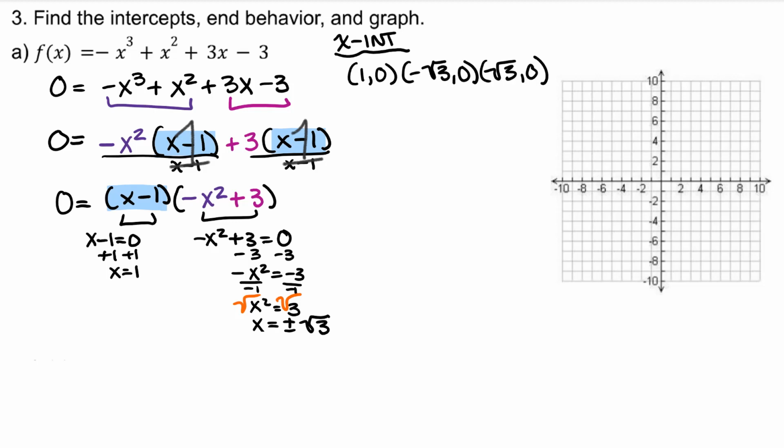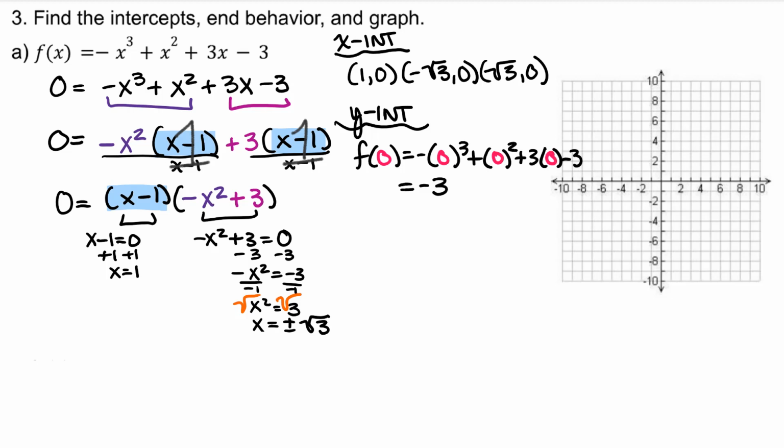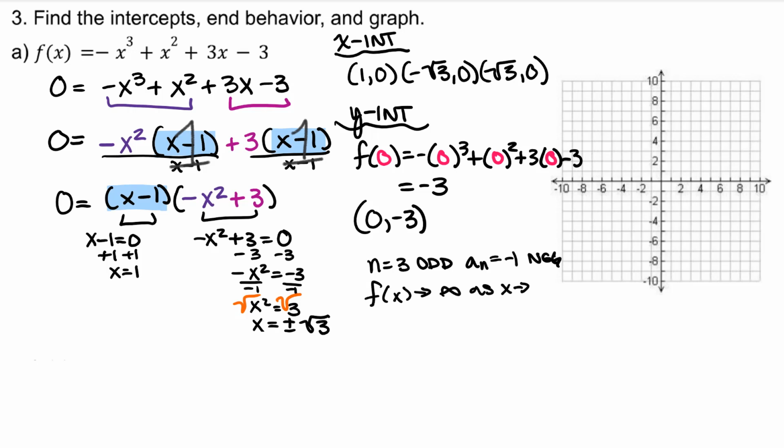To find the y-intercept, I need x to be 0. And then I also need to know the end behavior. My degree is 3, which is odd, and my leading coefficient is negative 1. I know that means I'm going to go up this way and down this way. Let's graph our intercepts and see if we need to plug in any more x values in between.